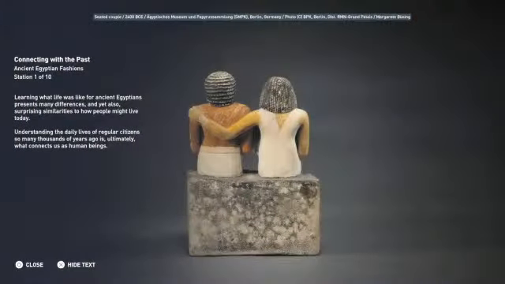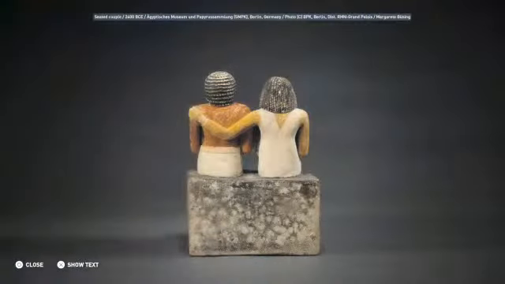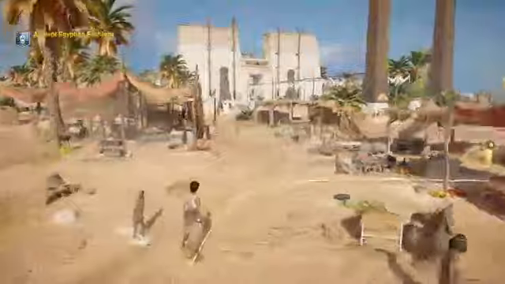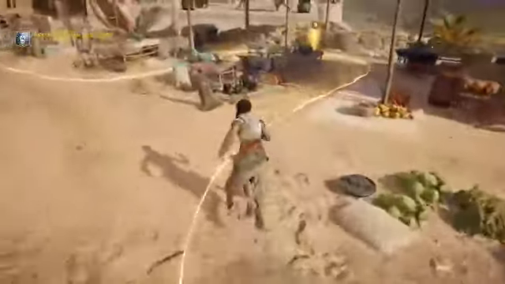There is pretty much a seated couple, 2400 BCE, photo credit BPK, Berlin, District, RM Grand Palais, and the name I cannot really very well pronounce, unfortunately.